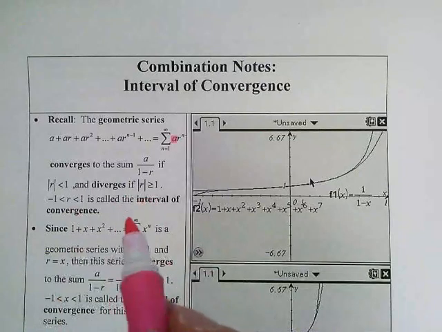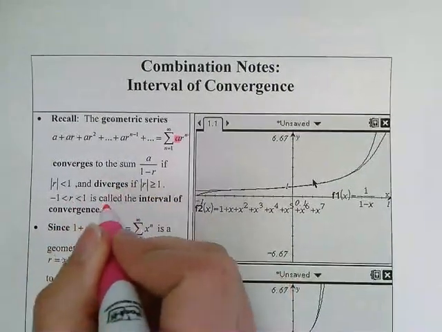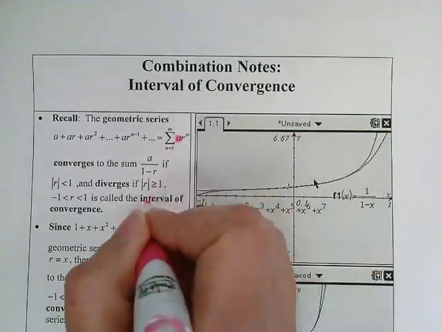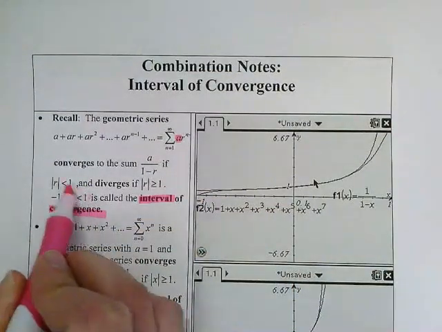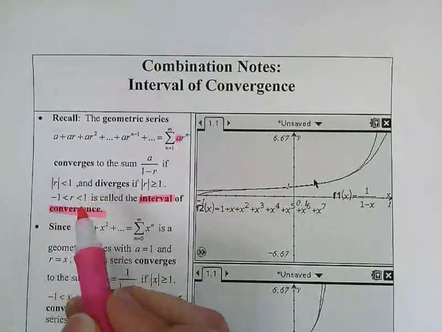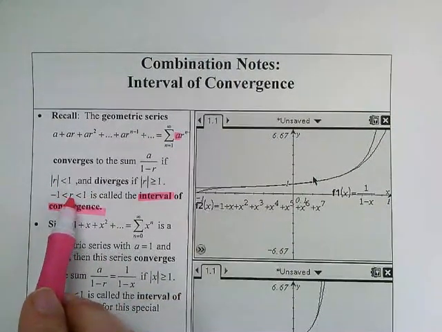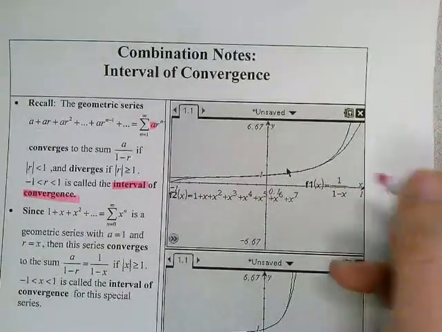So if it converges, we can find our r, or our interval of convergence, by using this little equation and solving it, like we did today in class. So basically the idea is for the base function. So here's our base function.